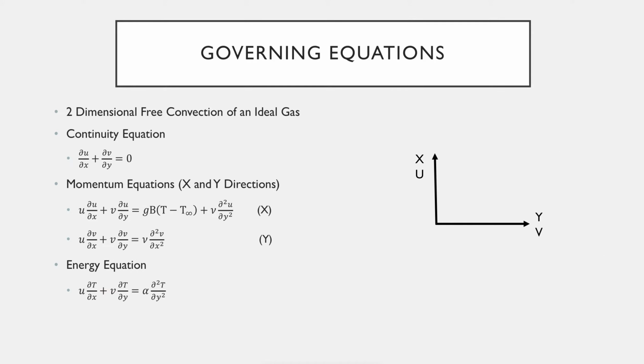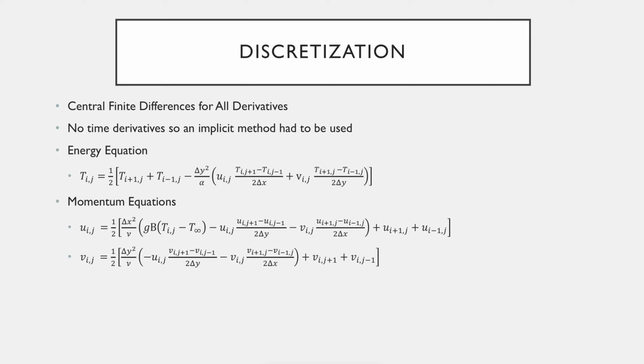The governing equations used were those for 2D free convection of ideal gases. The necessary equations were continuity, momentum, and the energy equation, which are shown on this slide. For the discretization, I used central finite differences on all derivatives. Since there is no time derivative, these were all solved implicitly for 5,000 iterations.